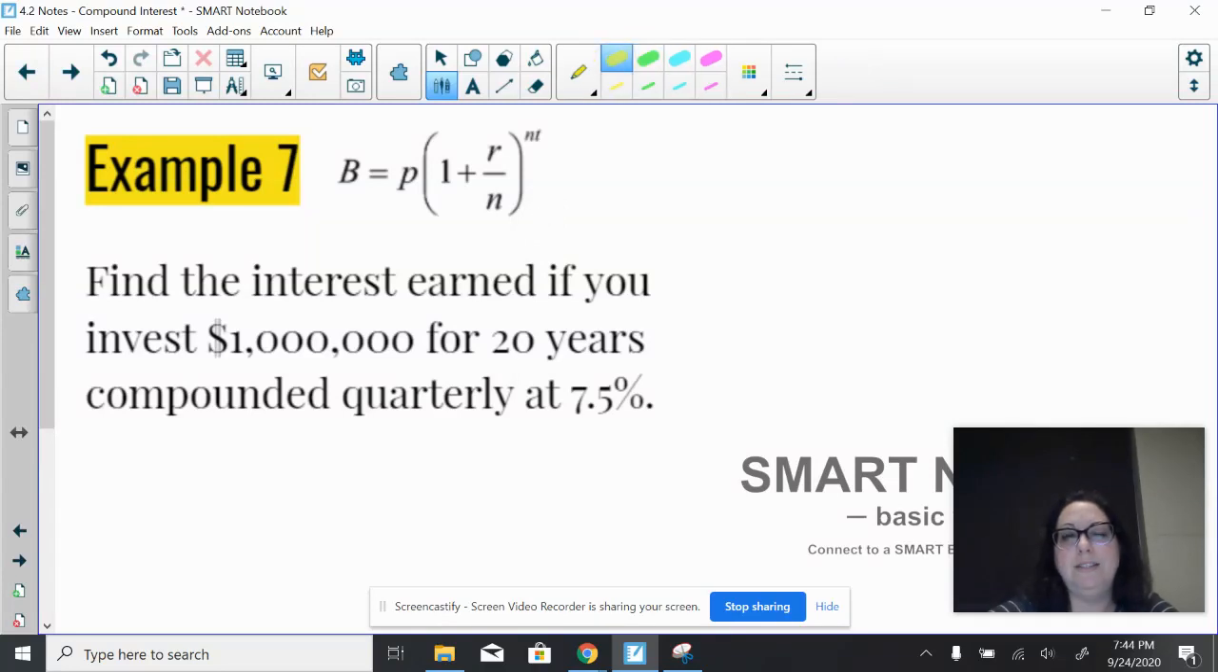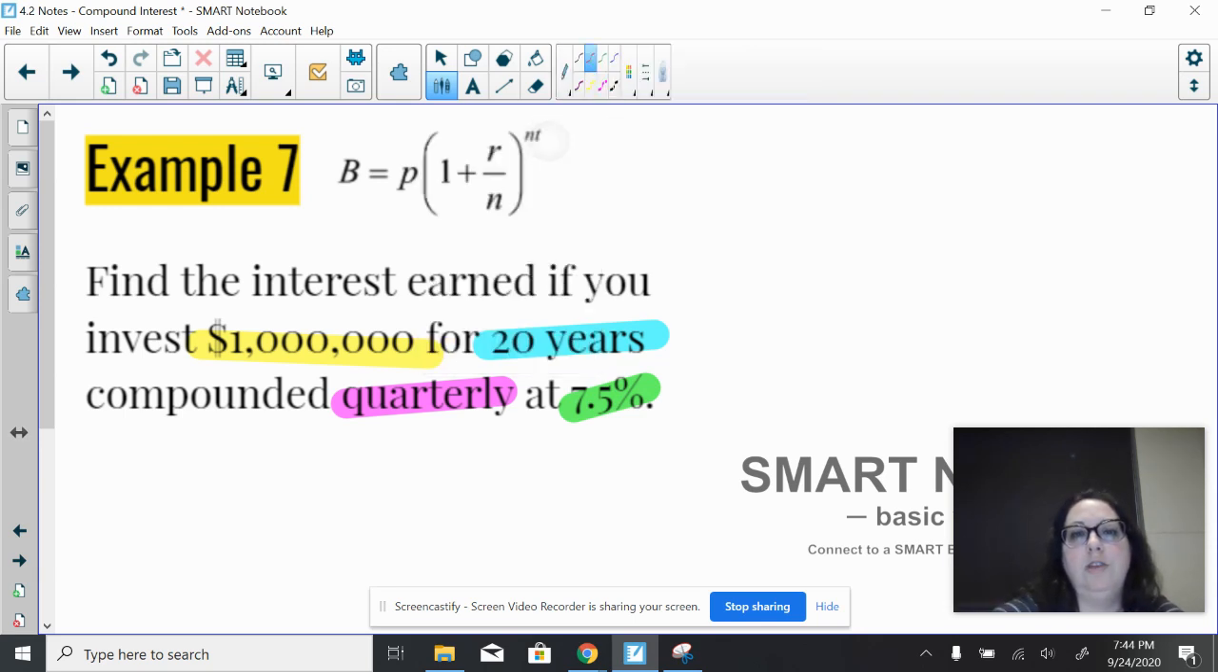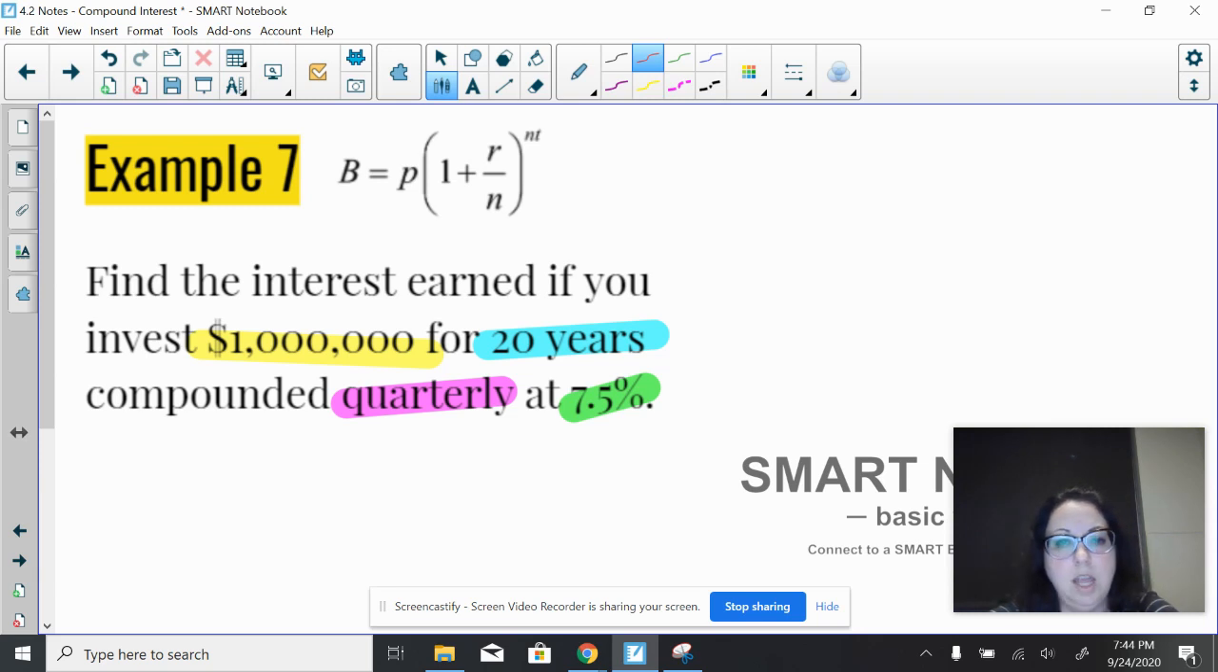Two more examples, basically like examples 5 and 6. Examples 7 and 8 just have a different percentage and a different compounding time. So we're still finding the interest, still making this $1 million investment. The time value we're leaving that for is 20 years. In this example, we're going to compound quarterly and we're getting 7.5% interest, which is really high, which is a good thing if you're investing money.